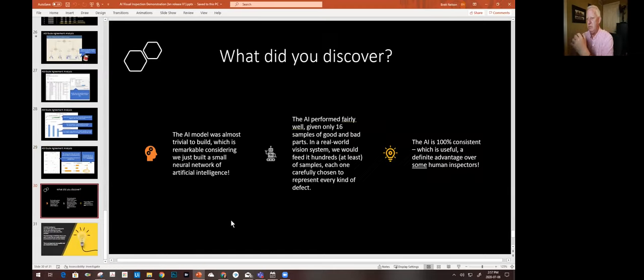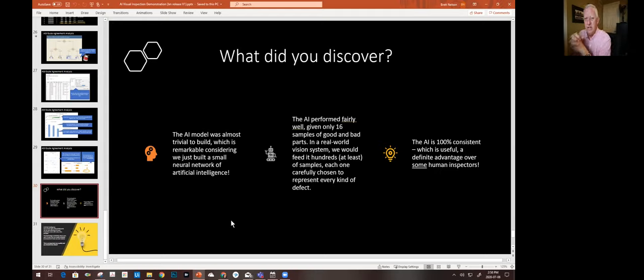I'm interested in your own opinions, but to me, there are three big things I saw out of this. First off, the artificial intelligence model was almost trivial to build. You load a bunch of pictures and you click train. And to me, that's kind of mind-blowing, because when you click train, the thing is building an artificial intelligence neural network based on a bunch of visual images. And it took like a minute on an average PC. So you don't need high-powered computing. It doesn't take days. And again, this is a very, very small, very trivial model, so in real life, of course, it'll take longer.